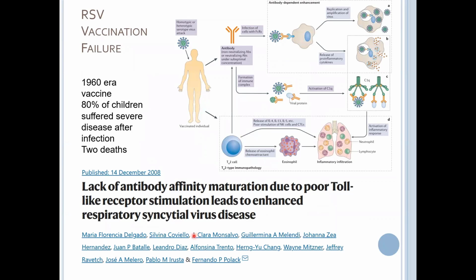It's worth mentioning RSV, because one of the reasons we don't have a vaccine for RSV is they tried to develop a vaccine for RSV on the model of the influenza vaccines of the 1960s. They gave it to a bunch of children in a trial, and 80% of those children who got the vaccine, when they eventually got RSV, suffered very severe disease, more severe disease than the kids that didn't get the vaccine. And actually two of the kids died from getting RSV only when they had the vaccine.